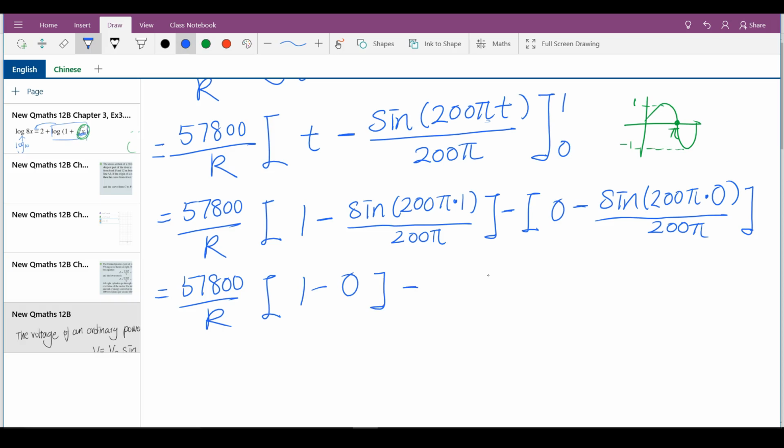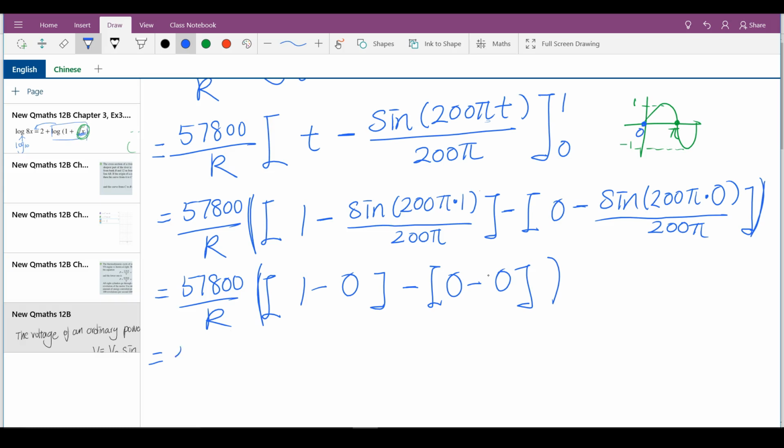Minus, I should put it in brackets. We should put a bracket out there just to clarify that. Love brackets. You have to use brackets to reduce your chances of mistake. So 0 minus, now sine 0 is here, right? And 200 pi times 0 is 0, so sine 0 is 0. So the whole thing is 0. Okay, so it's literally just that.